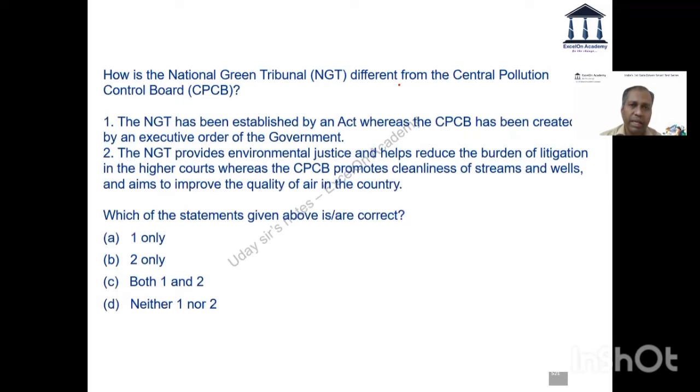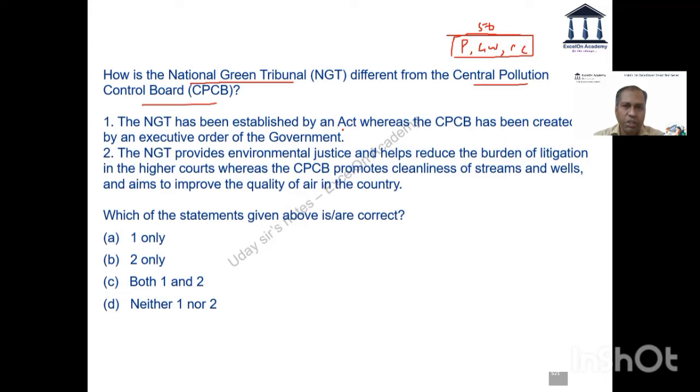How is the National Green Tribunal different from the Central Pollution Control Board? Under which category does it come, in terms of basic, biodiversity? This is under pollution, global warming, climate change, a direct question, which is our 50%. And we spent a lot of time on that. National Green Tribunal different from Central Pollution Control Board. So now guys, maybe you could just let me know what you think.